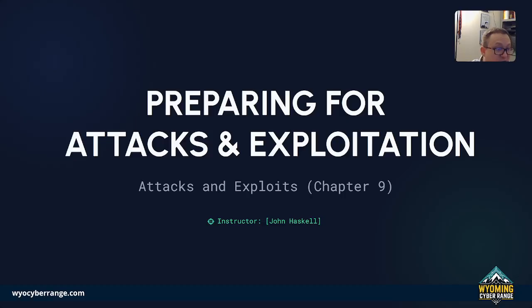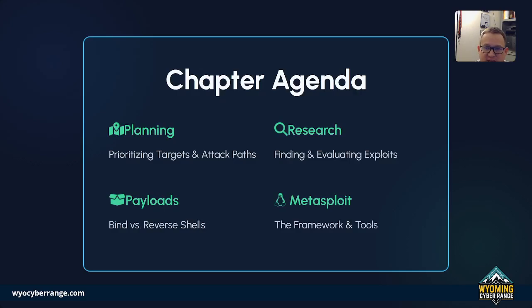Today we're going to be moving on to chapter 9. This is going to be about preparing for attacks and exploitation of our process. This is when things are starting to get a little bit more fun, because up to now, we've done a lot of reconnaissance and scanning. But now we're going to shift gears and prepare for the actual exploitation phase.